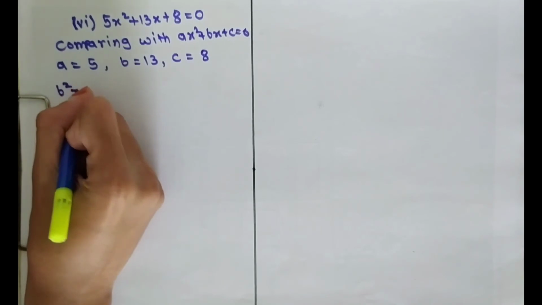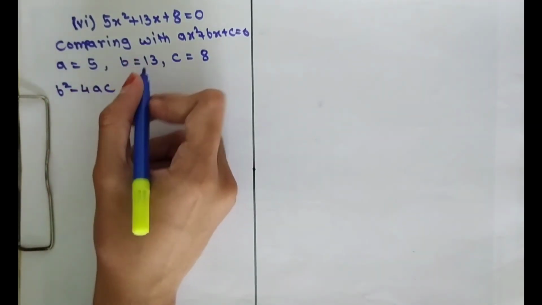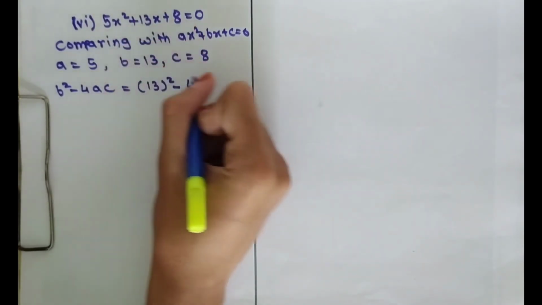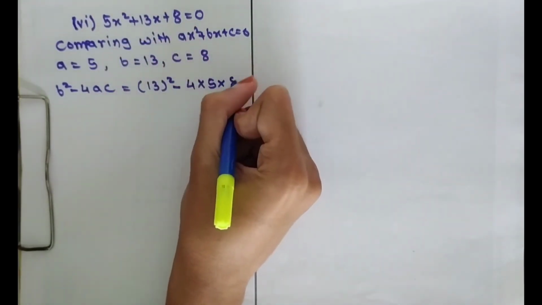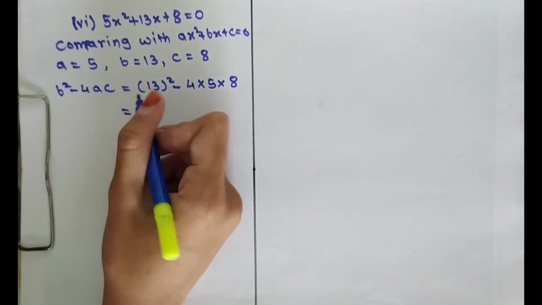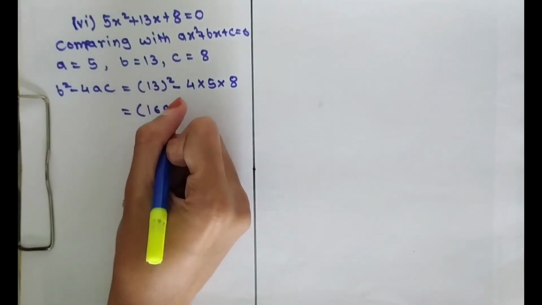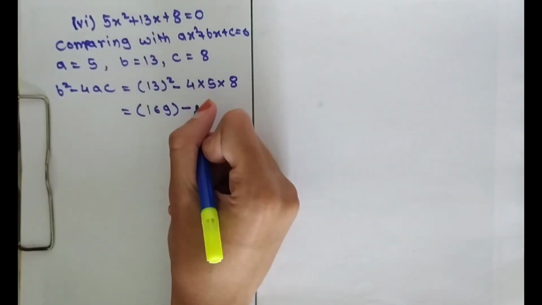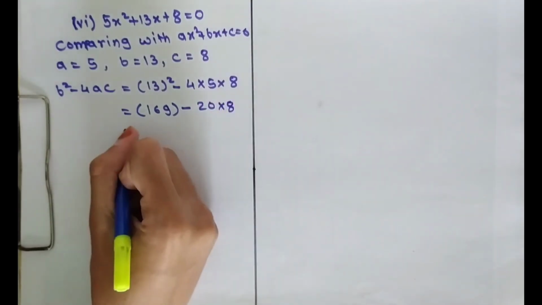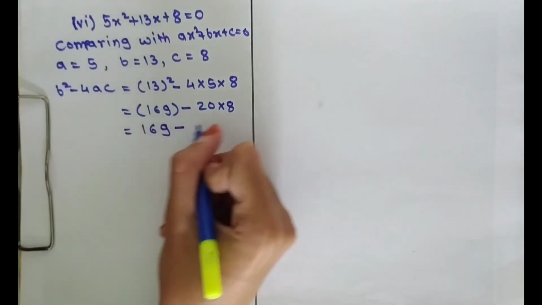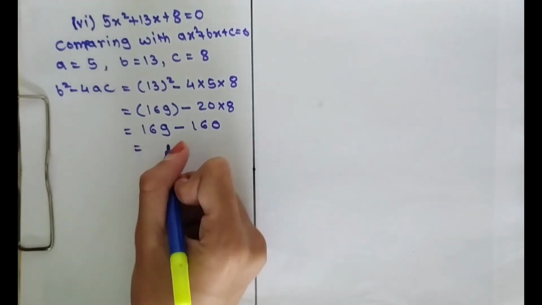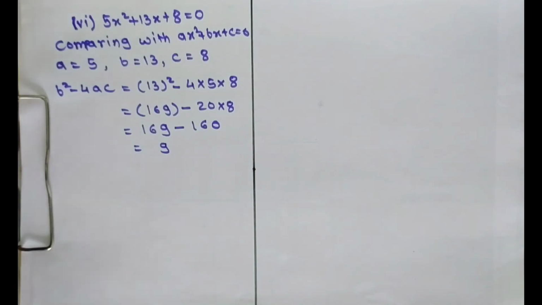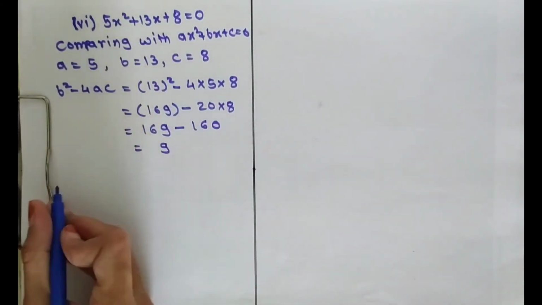Now b square minus 4ac is equal to b square, 13 square, minus 4 multiplied by a is 5 multiplied by c is 8, is equal to 13 square is 169 minus 4 fives are 20, 20 multiplied by 8 is 160. 169 minus 160 is equal to 9. Therefore b square minus 4ac is 9.